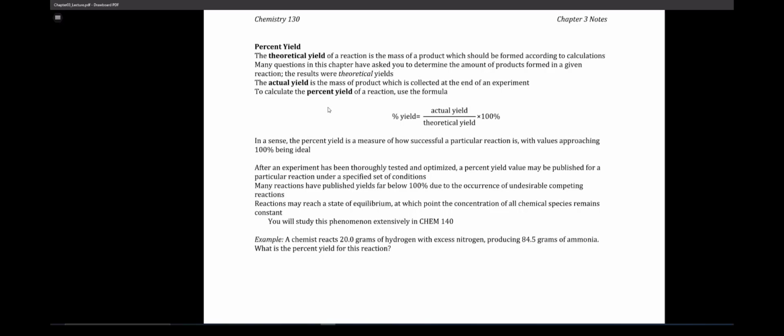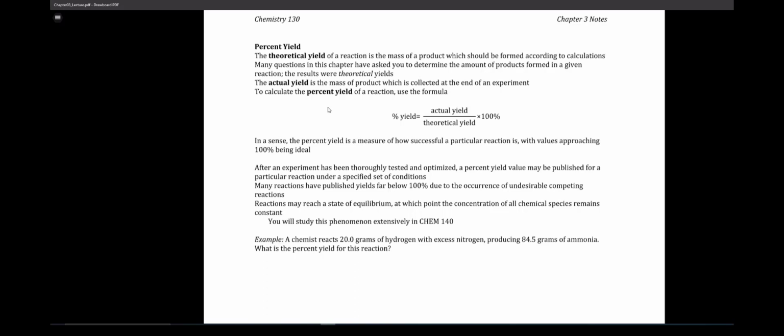PV equals nRT. Ideal gas law. Good. The ideal gas law, which in turn assumes we followed something called Boyle's law. We kind of deceive ourselves because no gas really perfectly follows it. But as we'll see in chapter 5, the ideal gas law makes life so much easier than trying to figure out things to more precision.